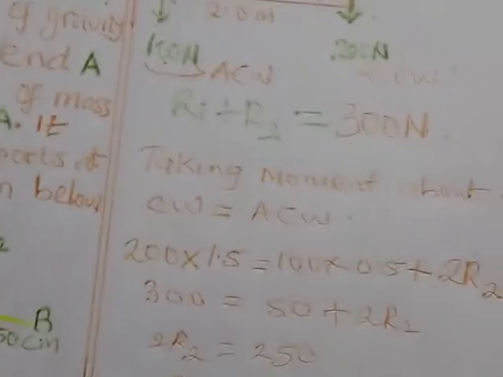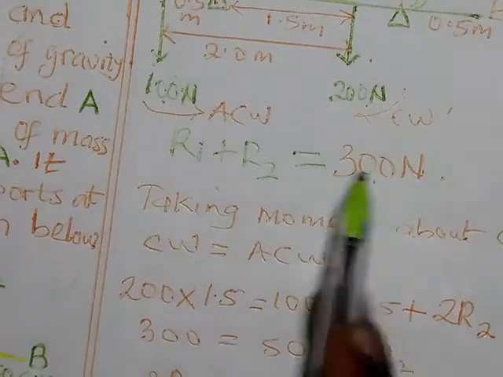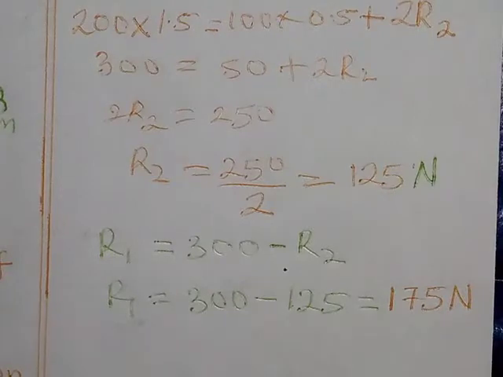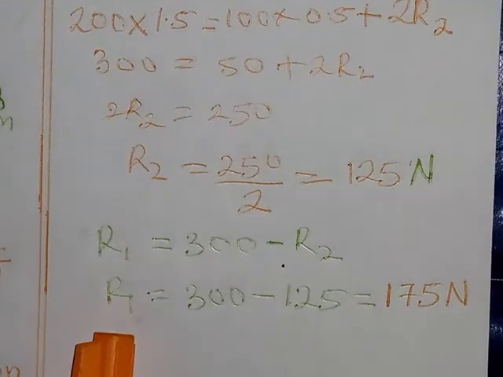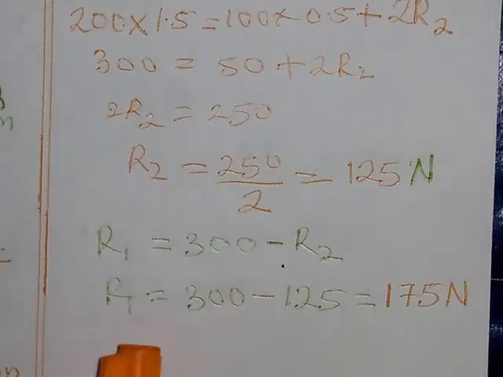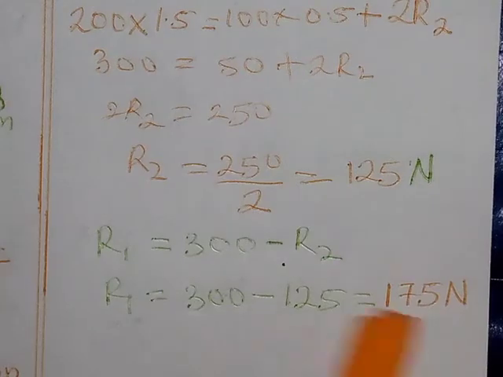Now we have gotten the reaction R2, so we go back to look for R1. R1 plus R2 is 300 Newton. So definitely R1 is going to be equal to 300 minus R2. I substitute the value of R2, so R1 is equal to 300 minus 125, and that gives us 175. So that answers part A of this question.